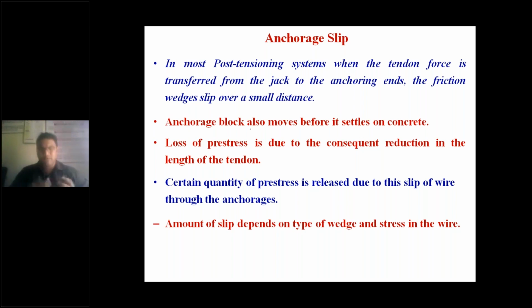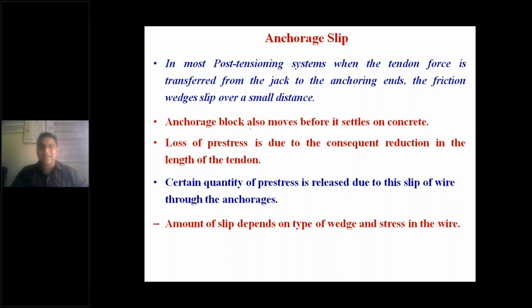What are we considering in anchorage slip? Here there will be some slip between the strand and the wedge. So some kind of slip occurs between the strand and the wedge. That wedge slip is going to be considered as anchorage slip, which happens only in the post-tension system, right? We already discussed all these points in previous classes: what anchorage slip means, and how it takes place in between the wedge and the strand.